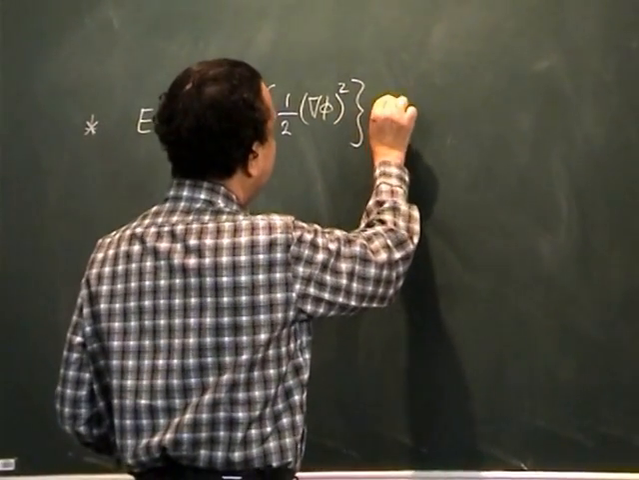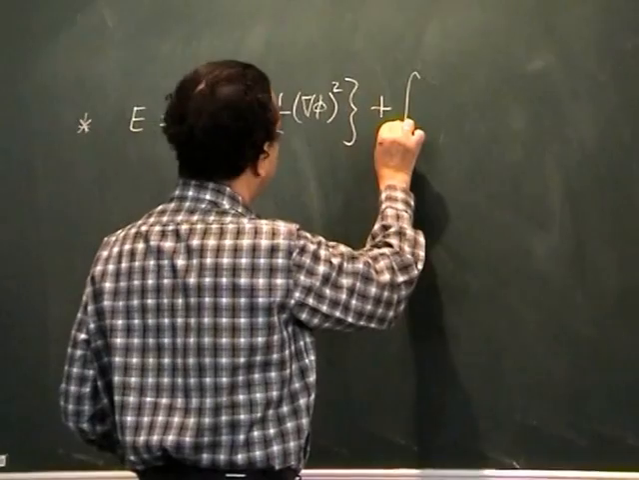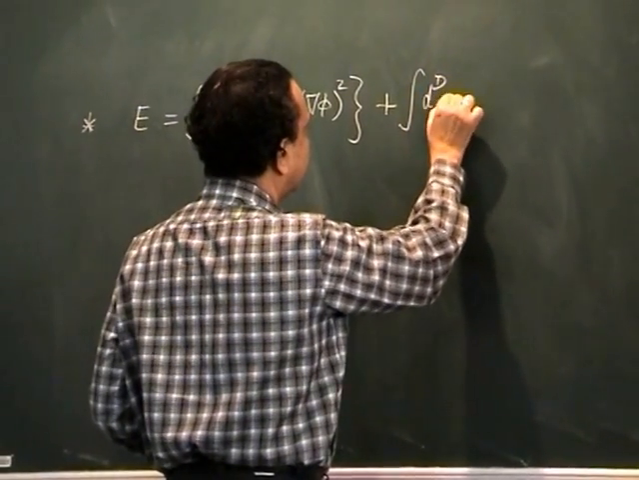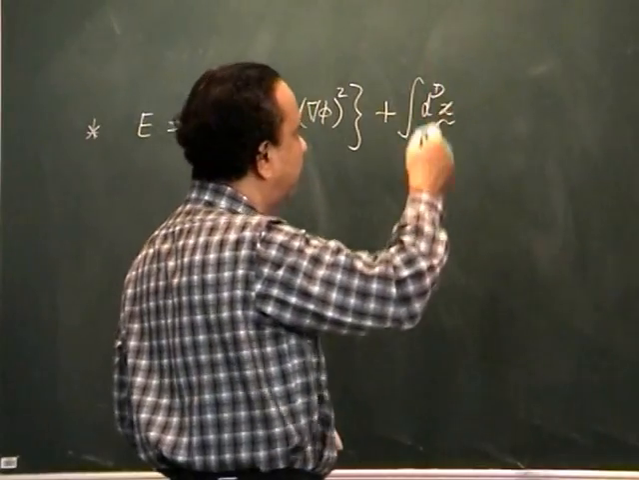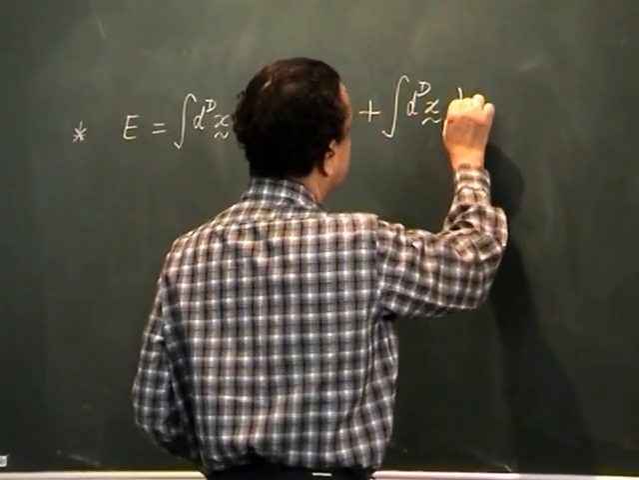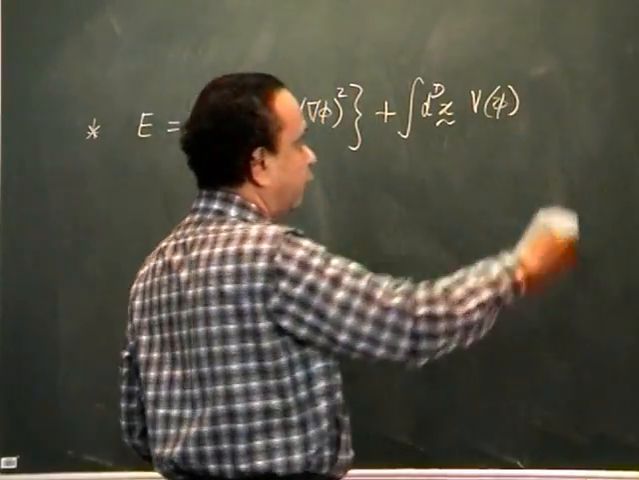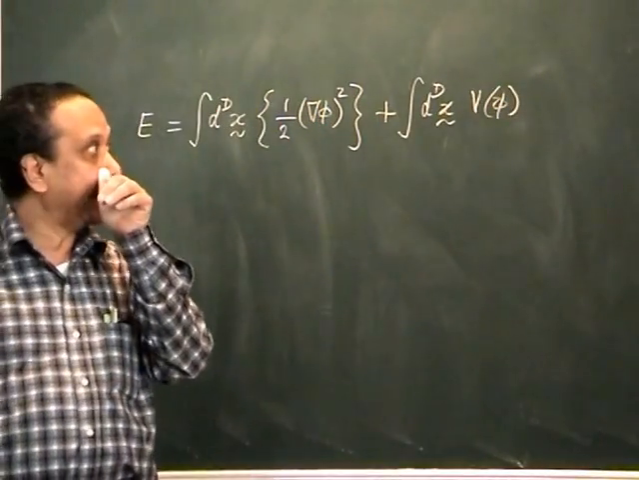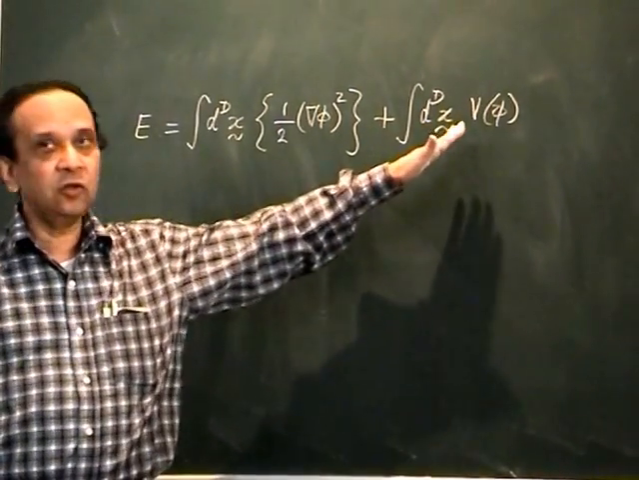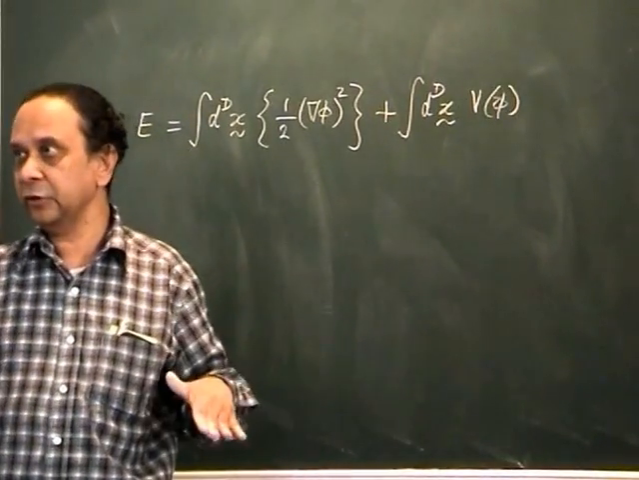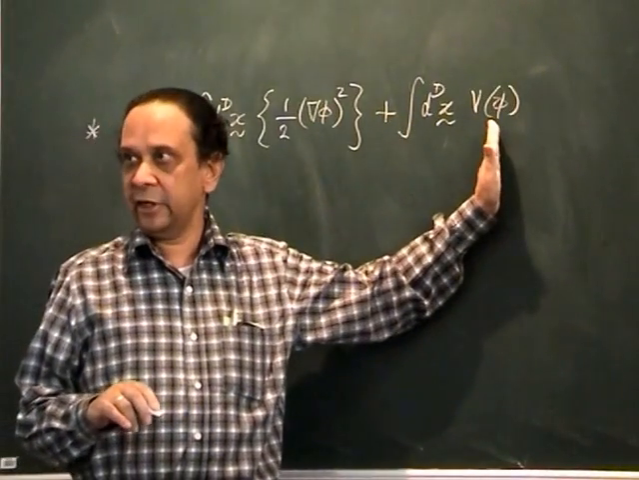Then you will have another term, which is an integral over d^d x of some potential energy, which I will call some V of phi. Without any loss of generality, I can assume that the zero of V is at the ground state, the minimum of V is at 0. So this is a positive definite integral.